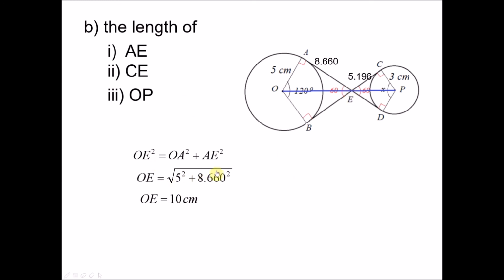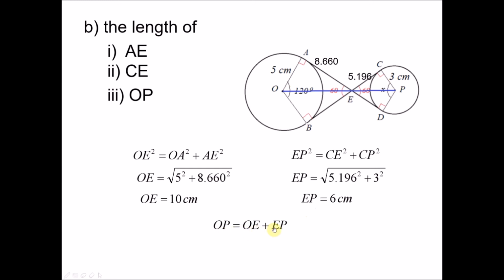By using the same method, now for this triangle here, the smaller triangle, EP squared equals to CE squared plus CP squared. In the values, I get EP equals to 6 centimeter. So EP here is 6. So from O to P, I just need to add up OE plus EP. 10 plus 6, which is 16. So OP equals to 16 centimeters.